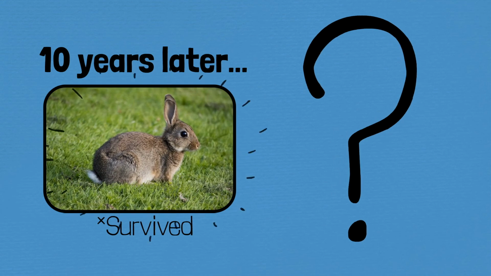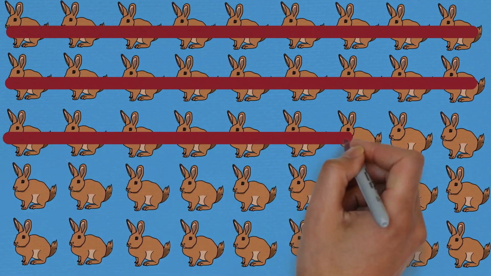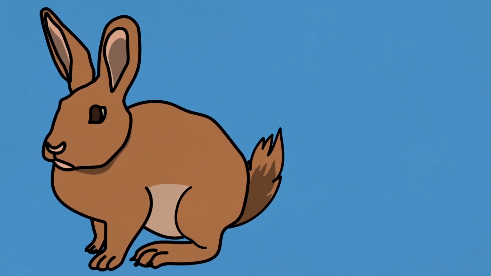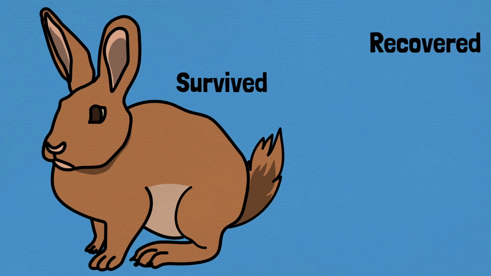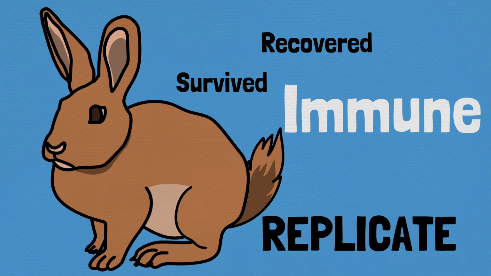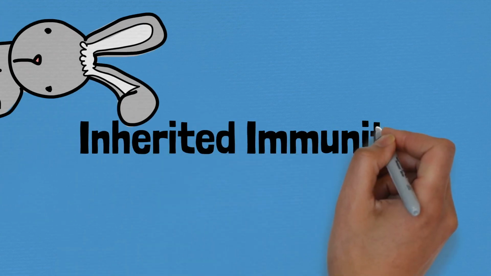One half can be explained by the rabbits. The virus initially killed 99.8% of infected rabbits. The other 0.2% survived, recovered, and are now immune. They replicate, passing on their immunity to their offspring. So over the 10 years, we have one population of rabbits that have inherited the immunity. Next, let's go to the virus.